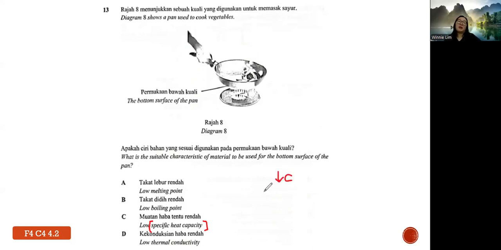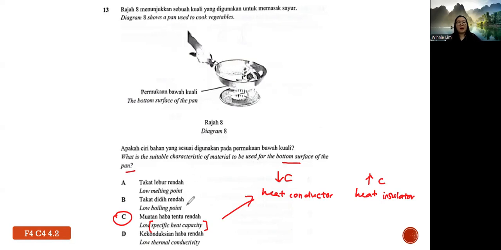So I will say if it's low, then it acts like a heat conductor. That means it will absorb a small amount of heat, then can increase the temperature a lot. If the value is higher, that acts like a heat insulator, because it absorbs a large amount of heat, then only increases the temperature a little bit. So generally the characteristic is low specific heat capacity, because it is a heat conductor, for the bottom of the pan. And then it is supposed to have a high melting point. So low melting point is wrong, low boiling point is also not correct, and low thermal conductivity also cannot.